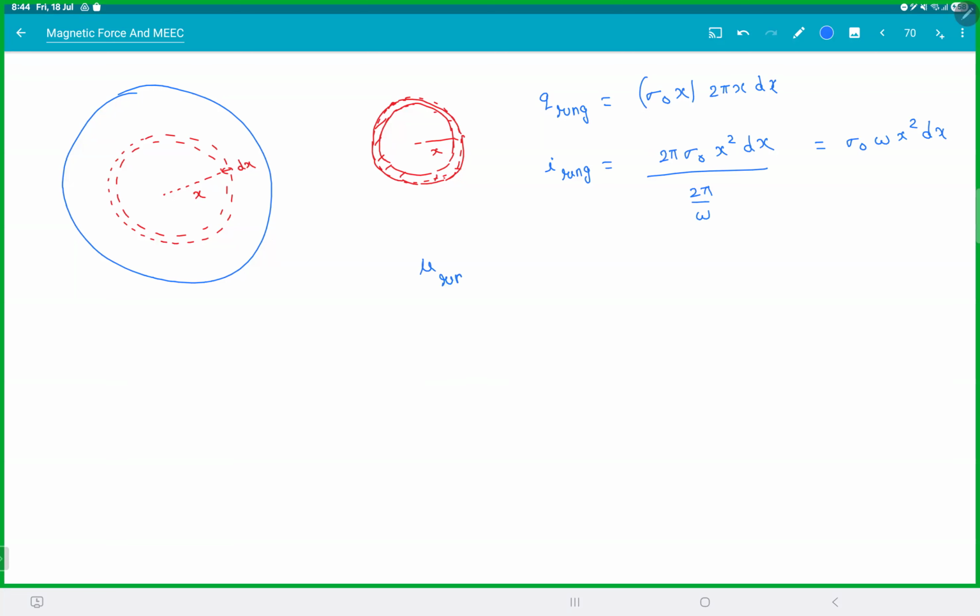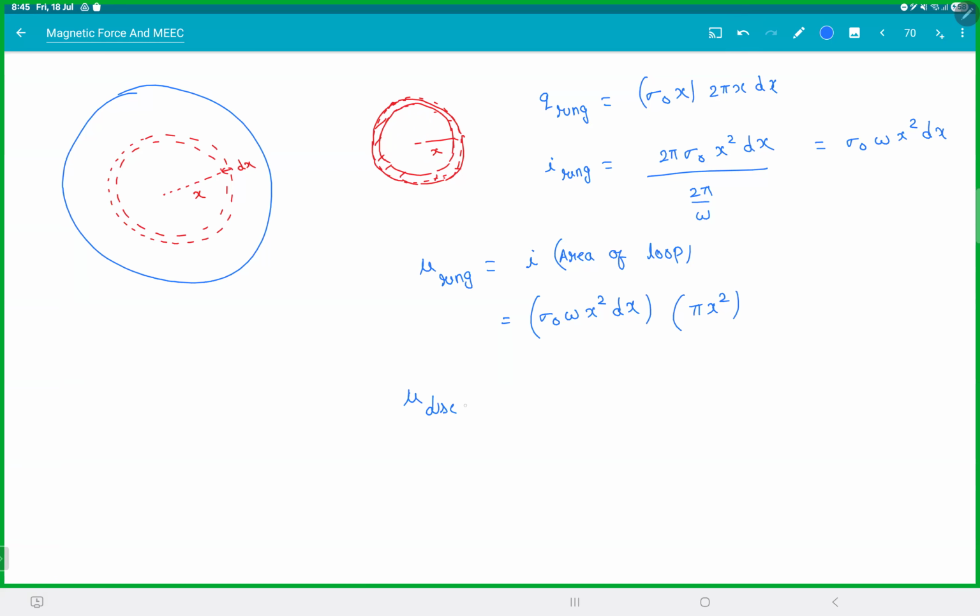Now, be careful. Mu of the ring is current into area of the loop. It is not area of the ring. You're getting it? When I take a ring here, what is the area of the loop? Pi r square, na? So be careful. Don't write 2 pi x dx. 2 pi x dx will be the area of that small thickness card thing. This is the area of the loop. We are talking about this area in the middle. A is that area. There, we got mu of the ring.